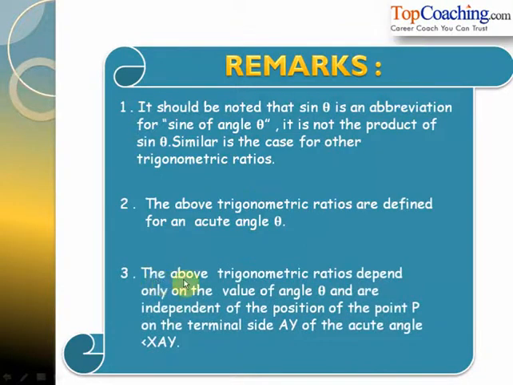The third is, the above trigonometric ratios depend only on the value of angle theta and are independent of the position of point P on the terminal side AY of the acute angle XAY. So the trigonometric ratios simply depend on the value of theta. They do not depend on the position of P. Even if we extend or reduce the length of AP, all these 6 trigonometric ratios remain the same because theta remains the same. Let's try to understand the third point more clearly.